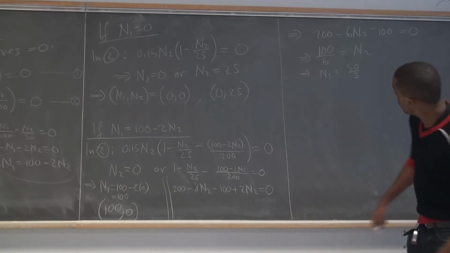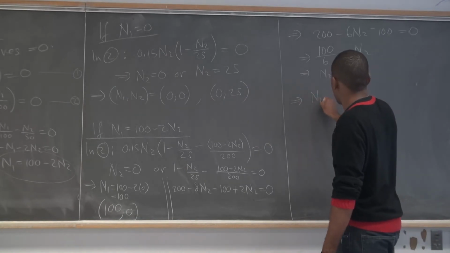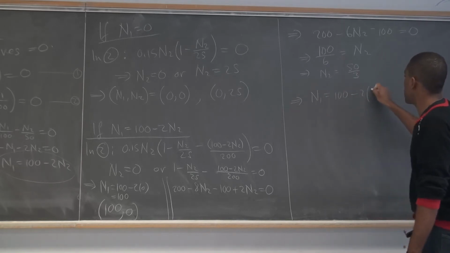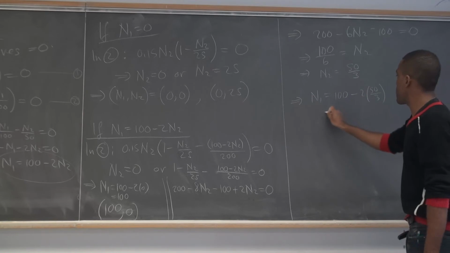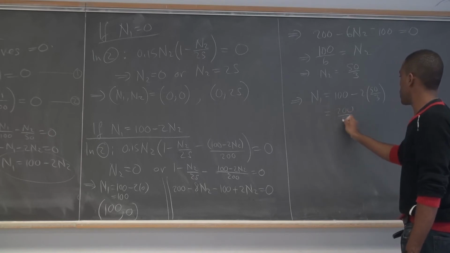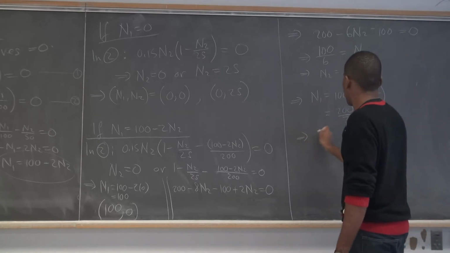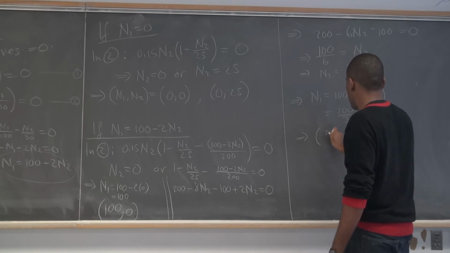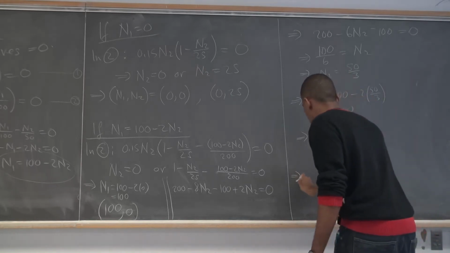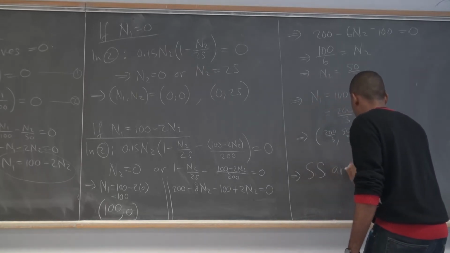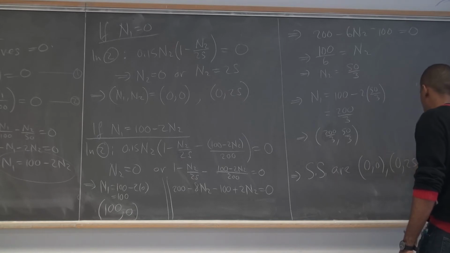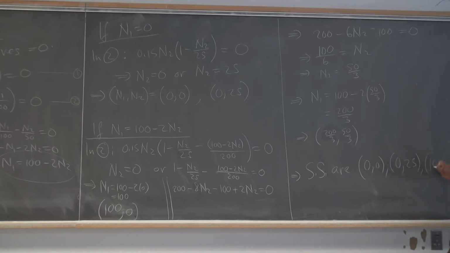Okay, so now this would mean that n1 is equal to 100 minus 2 times this value, 50 over 3. And that's 100 minus 100 over 3, so that's 200 over 3. Which gives us 200 over 3, comma 50 over 3. This means the steady states are 0, 0; 0, 25; 100, 0.